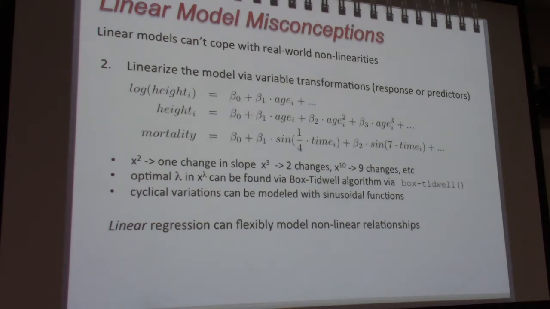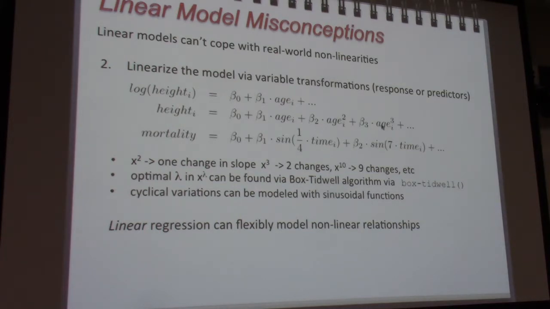You've already seen with the Poisson model how a mathematical transformation on the left-hand side, taking the log of the counts, linearized the relationship, even though it was a nonlinear relationship. If you have a curvilinear relationship, you can add higher order terms. So if we're looking at the relationship between height and age, I can add age squared or age cubed.